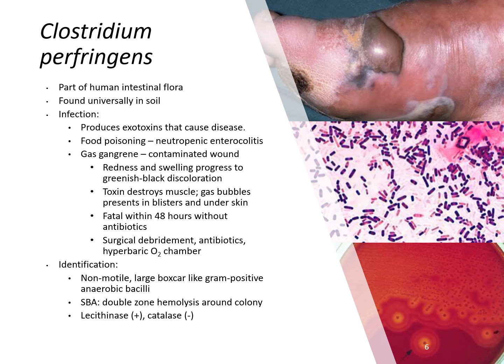It can be fatal within about 48 hours without any sort of antibiotic treatment. However, the wounds are typically going to have some sort of surgical debridement. The patient will be treated with antibiotics, and the patient could also be treated with a hyperbaric O2 chamber. These organisms can also cause a type of food poisoning from the toxins that they produce, and this is known as neutropenic enterocolitis.